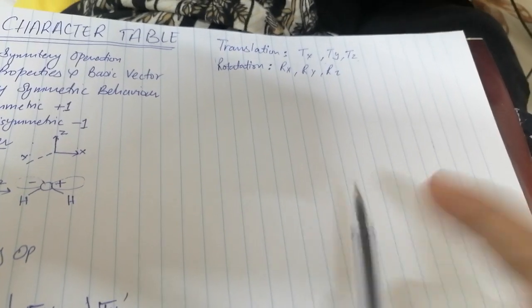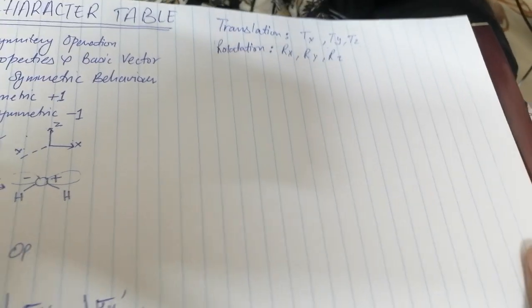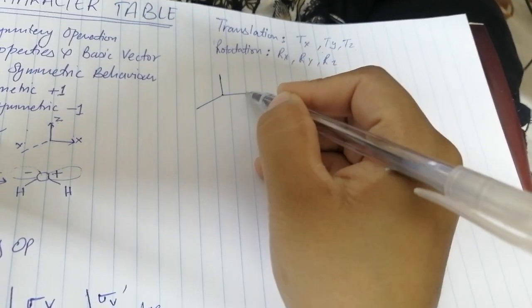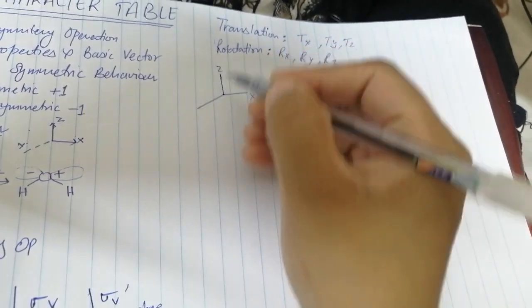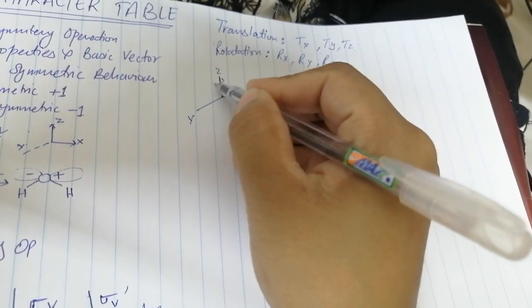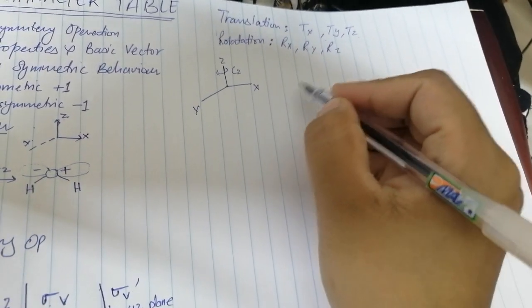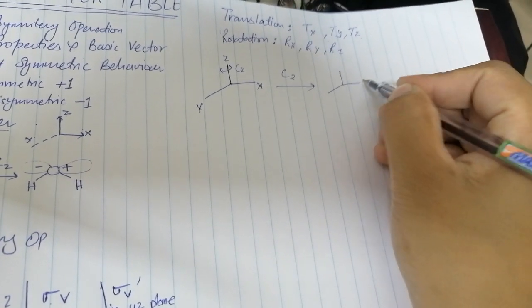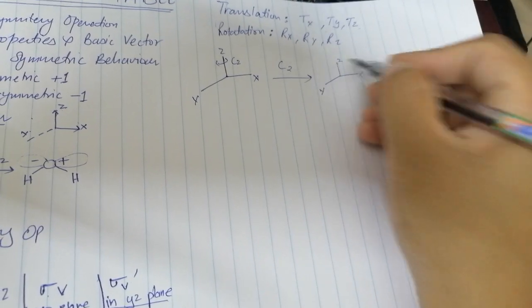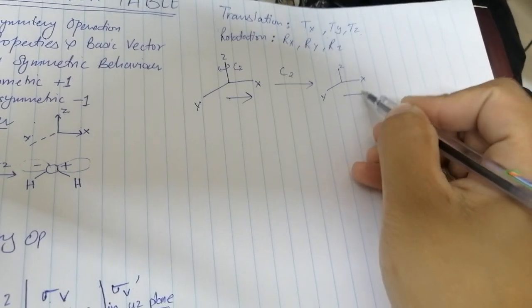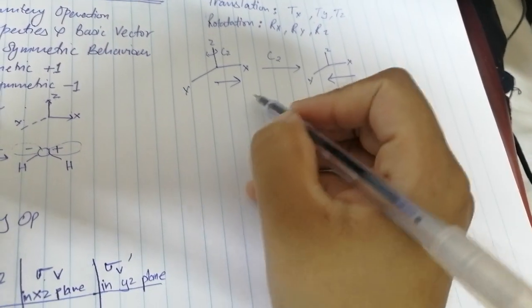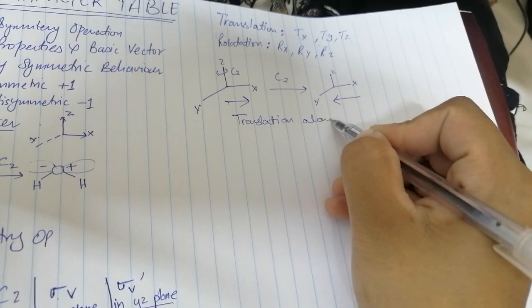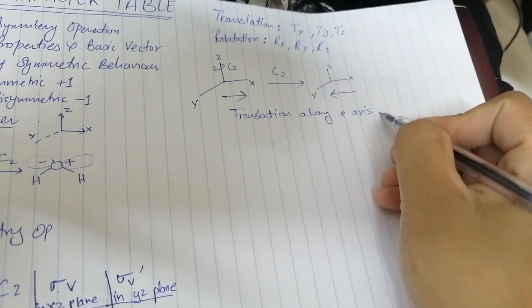Okay, let's describe translation along the x-axis using a diagram. So we're going to draw a simple diagram. This is the x, z and y plane. This is the rotation along C2. Okay, this is going under the C2 operation. Then this will be x, y, z. I'm going to put this arrow here, and this arrow represents the translation along the x-axis.